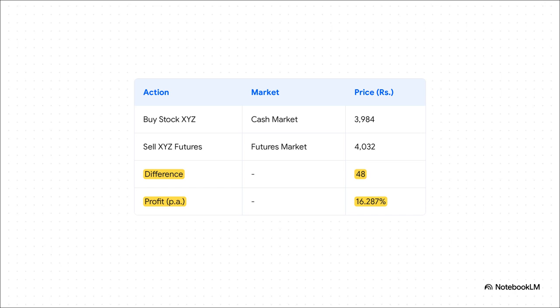A smart trader can, at the exact same time, buy the stock in the cash market for 3,984 rupees and sell the futures contract for 4,032. By doing both at once, they have locked in a guaranteed, totally risk-free profit of 48 rupees. That is arbitrage. And you know what? It's the actions of these arbitrageurs that snap these prices back in line and keep the whole market efficient.